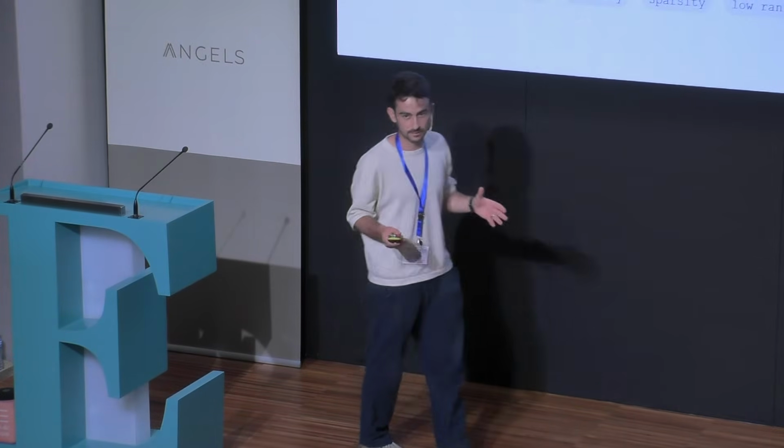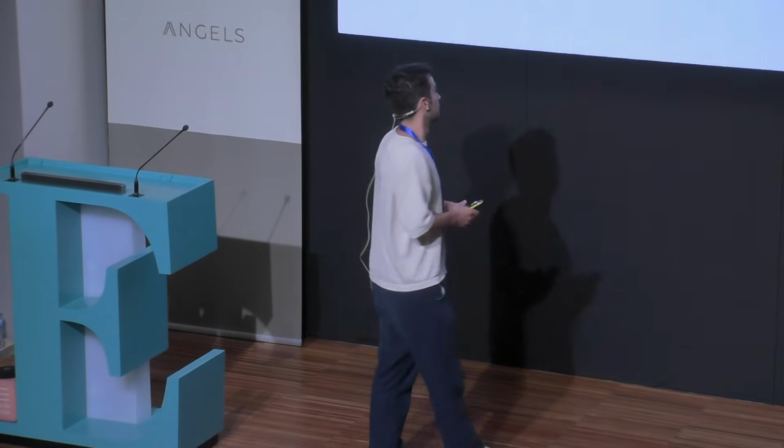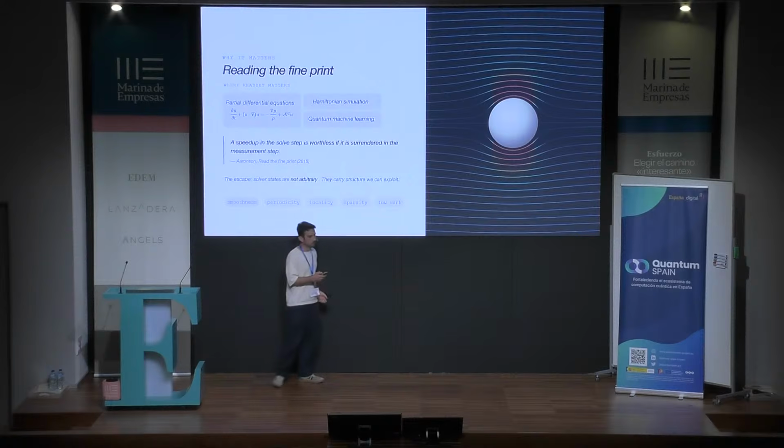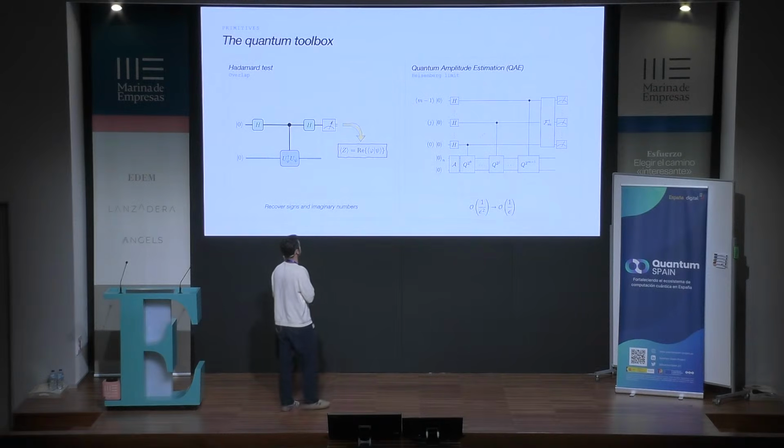And well, the thing is that we are not trying to learn a generic state. We have some properties that we can exploit, for example smoothness, periodicity, locality, sparsity, or the low rank of the function. So before going into the methods, I'm going to explain just two tools that we are going to use.